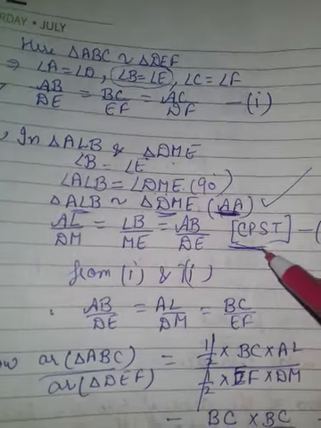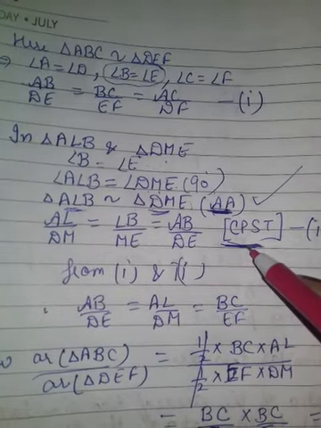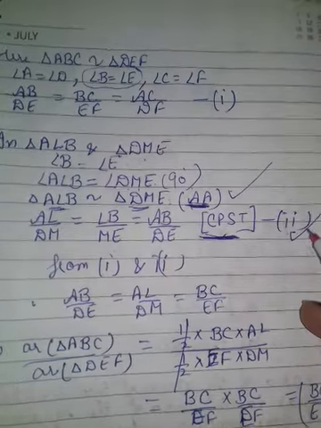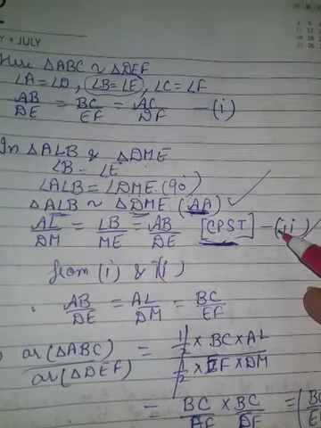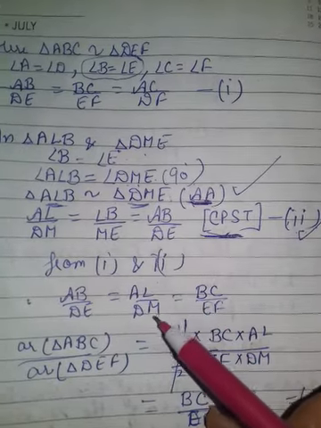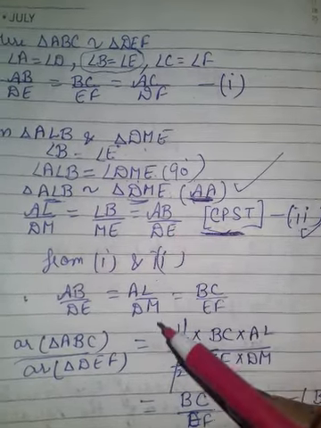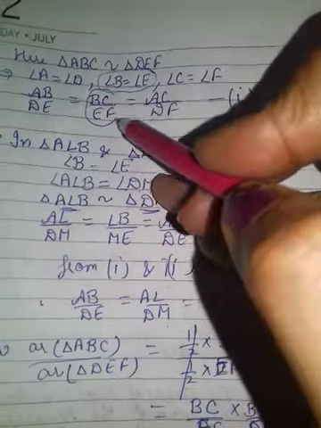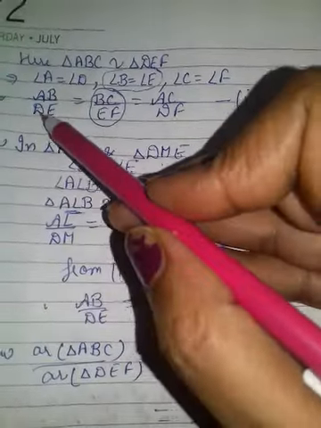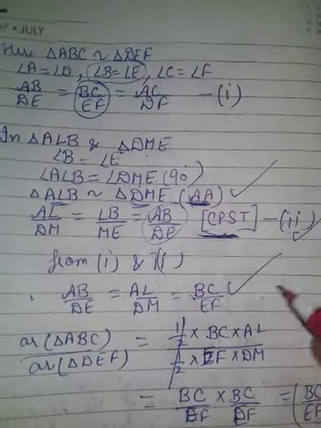This is known as CPST. I have taken it as the second part. Now from the first and second part, we can say AB upon DE is equal to AL upon DM, and the third one I have taken is equal to this, because this part is given to you as equal to this, then all parts will also be equal.